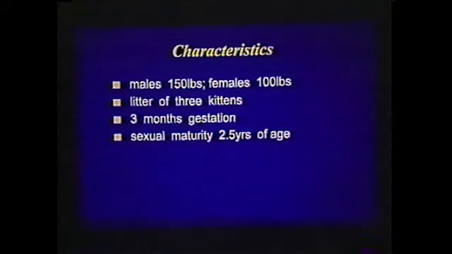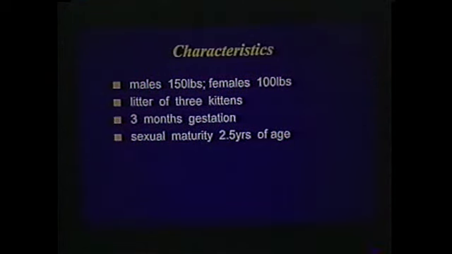The features of these animals, typically a grown-up male will weigh around 150 pounds, the females being smaller. The female becoming sexually mature at age 2 to 3 will have a litter of 3 kittens after a 3 months period of gestation.